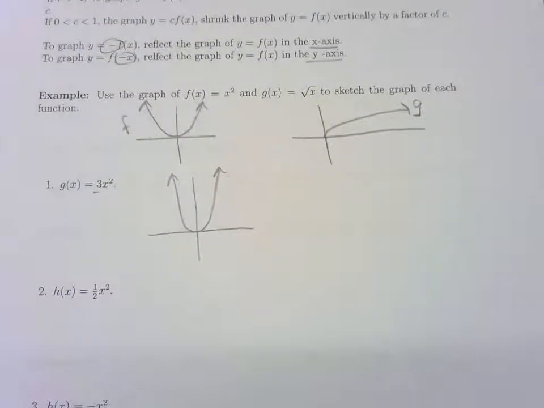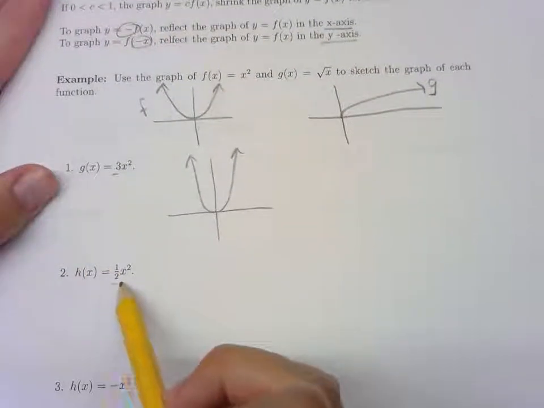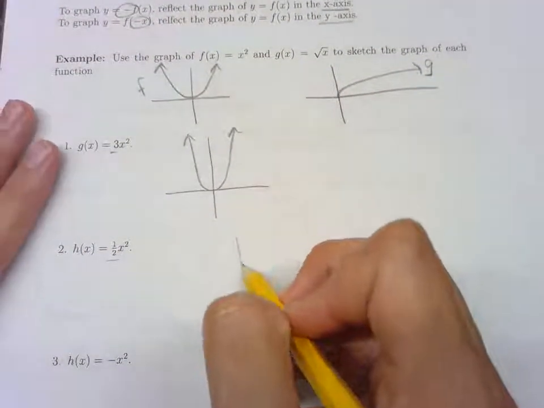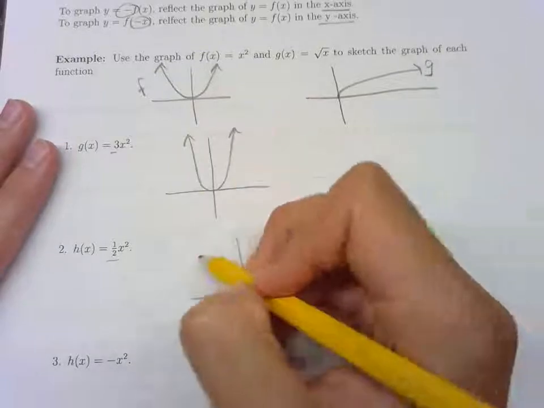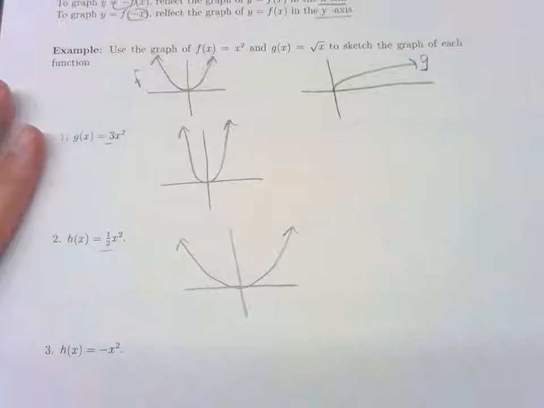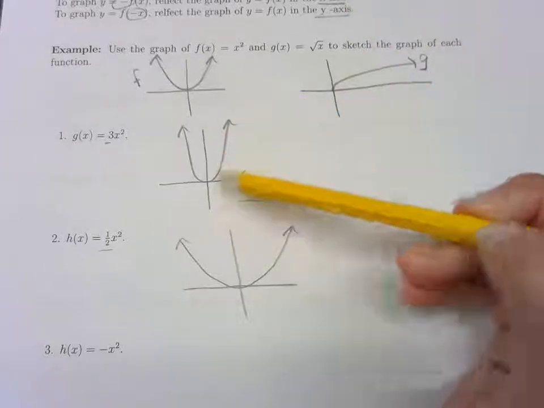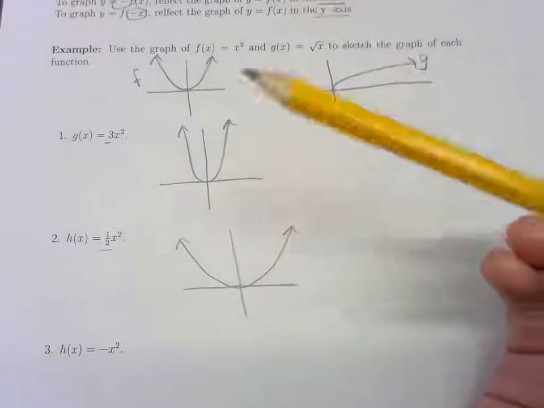Number 2, h of x equals 1/2 x squared. This is going to be shrinking because the number in front is between 0 and 1. Again, it's not negative, so we're just going to be shrinking. So we're taking f and now shrinking it vertically, so it's not going to be as steep. Again, since I'm not putting a window, we don't have to be really technical with these. So all 3 of these pictures, to me, look the same.